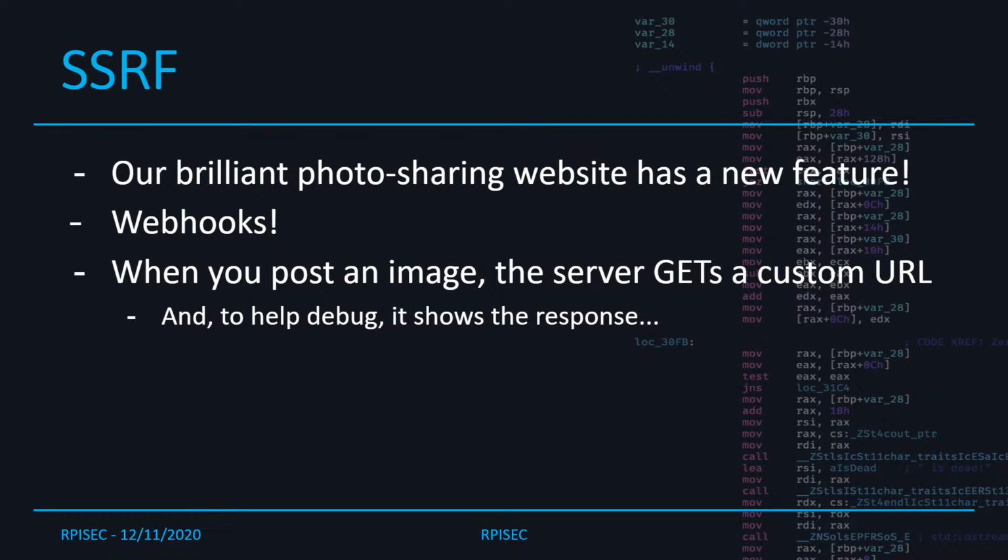So let's say coolphotos.biz has a new killer feature. Our full-stack blockchain developer has hammered this out over a weekend. Webhooks. What this will do is every time you post an image, it'll notify you. So you can have an integration with Twitter to tweet your new image, that kind of thing. This server is going to get a certain URL and also handily show you the response, because you're debugging your Twitter integration. You probably want to see what your server is doing, just in case there's an error. So yeah, we got webhooks.